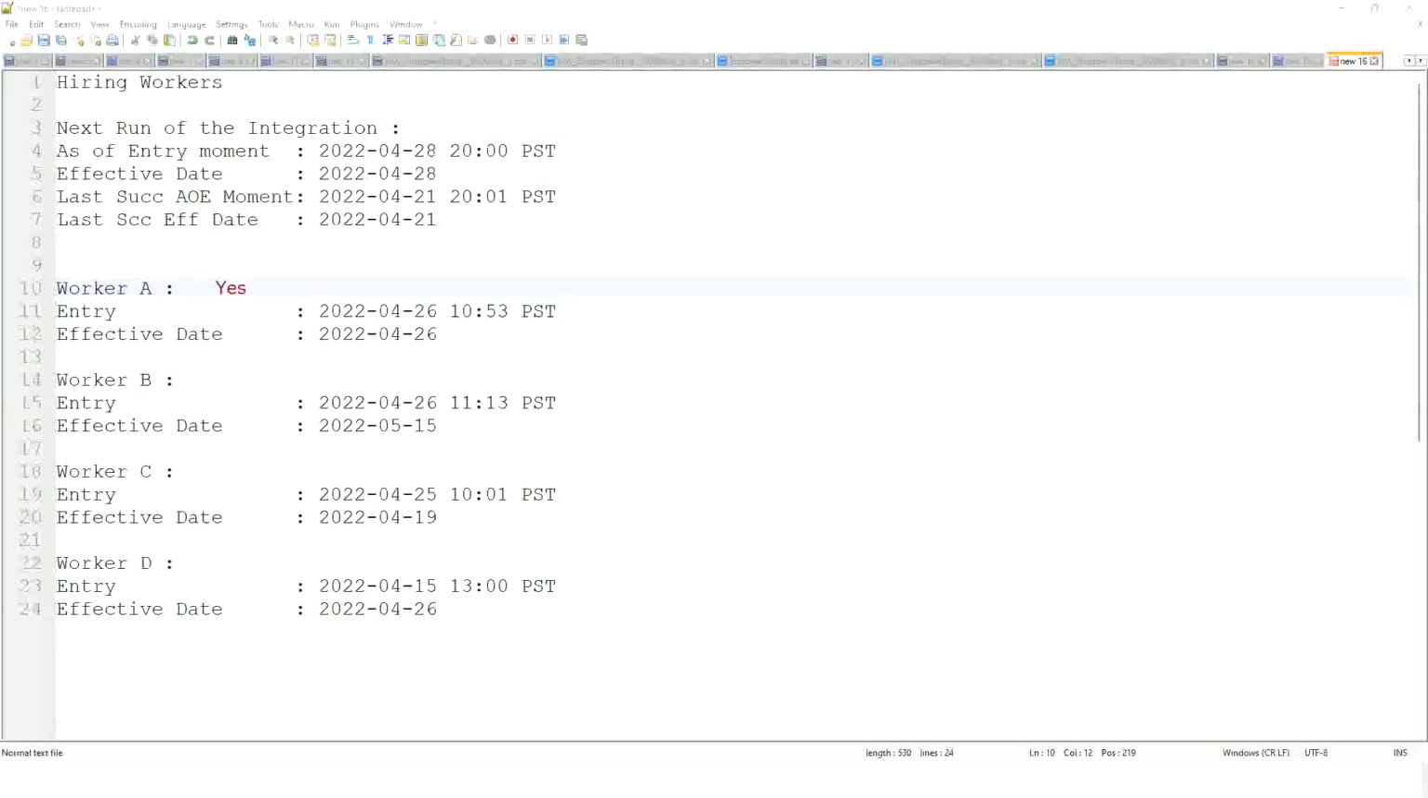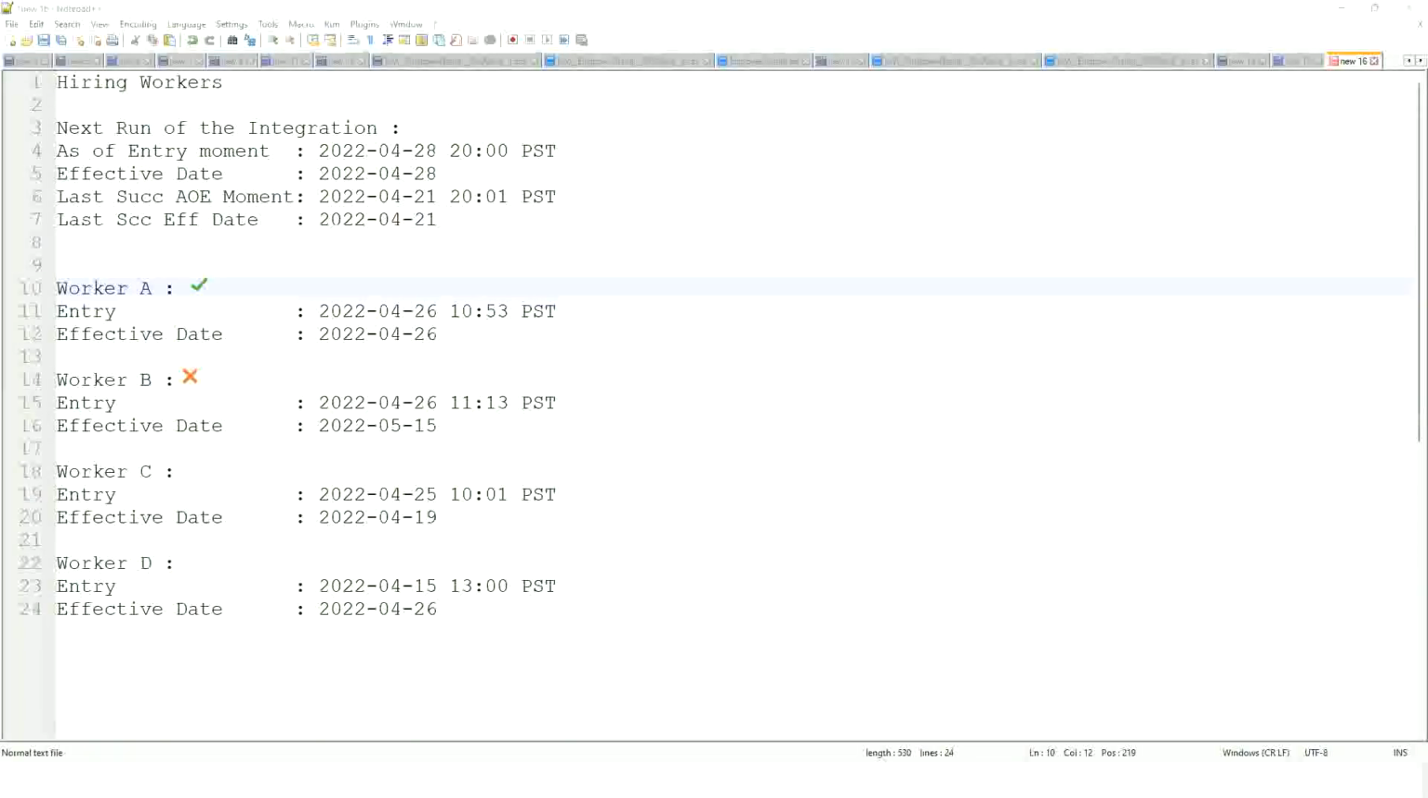Now worker B. Yes or no? It's a future date, so we are not too keen. We think that no. So worker A is yes. Let me just use ticks for this. Worker B, we are thinking that probably no. We will come back and visit it later, if it is different.